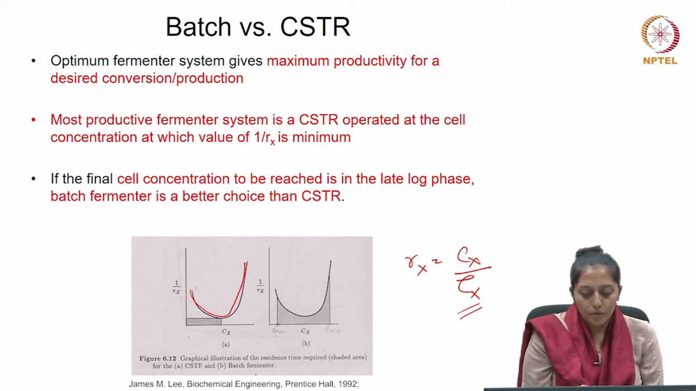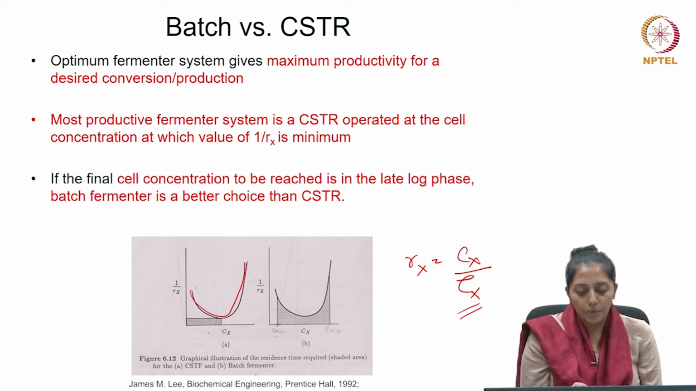in that system. So, if you need to find the most optimum, most productive fermenter, then it will be a CSTR which is running at the cell concentration at which this 1 by Rx is minimum, so that Rx is maximum. So, when is the Rx maximum? Your productivity is maximum at the tip of the point, the turning point. So, for the CSTR, it would be Cx by tau x. So, your residence time is minimum here, at which this is your Cx optimum.